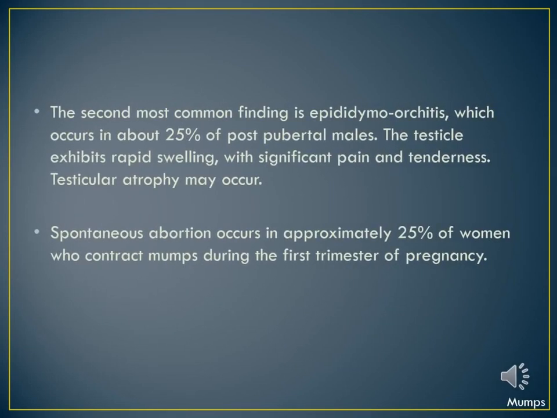The second most common finding is epididymo-orchitis, which occurs in about 25% of post-pubertal males. So what is epididymo-orchitis? The testicles exhibit rapid swelling with significant pain and also tenderness. If left untreated, testicular atrophy may also occur. And lastly, spontaneous abortion may occur approximately in 25% of women who contract mumps during the first trimester of pregnancy, which is the first 3 months of pregnancy.